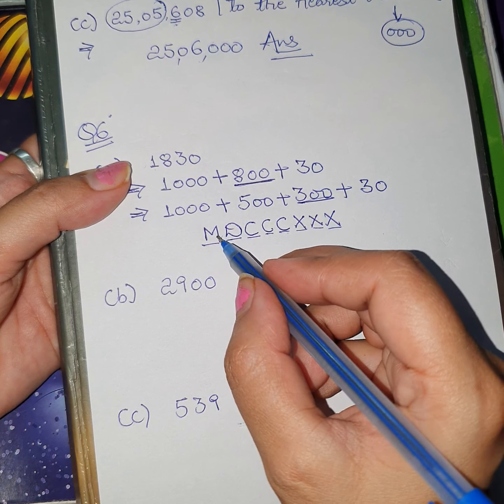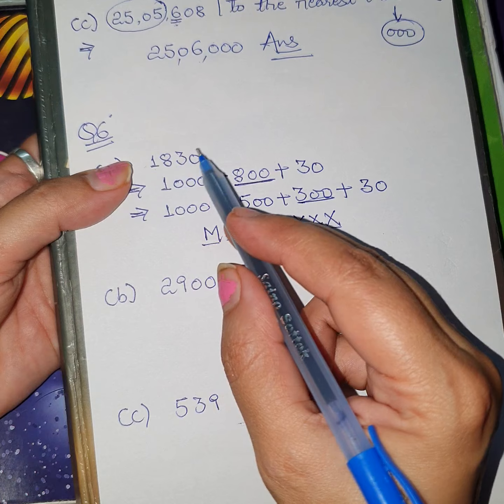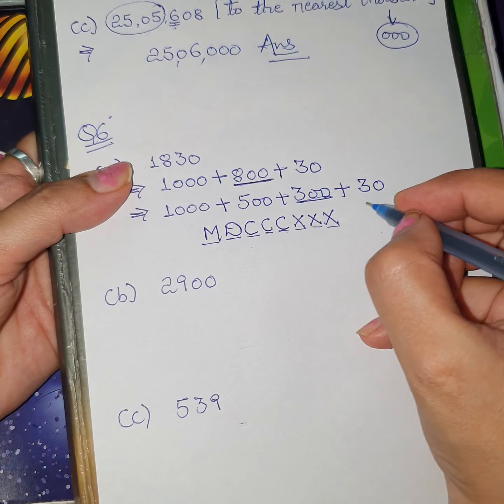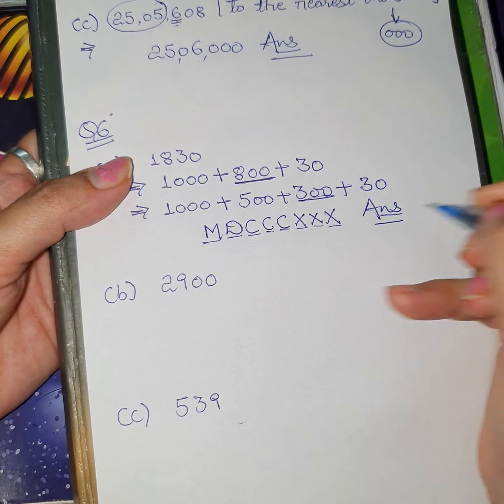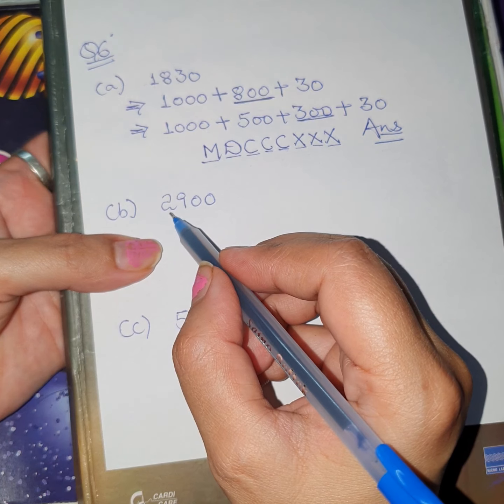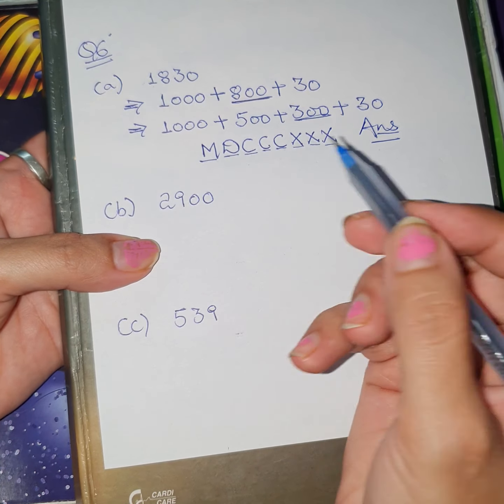So like this you can write 1830 in Roman numerals: M, D, triple C, triple X. So this is the answer of A part. Then B part. Again I am converting it into expanded form.